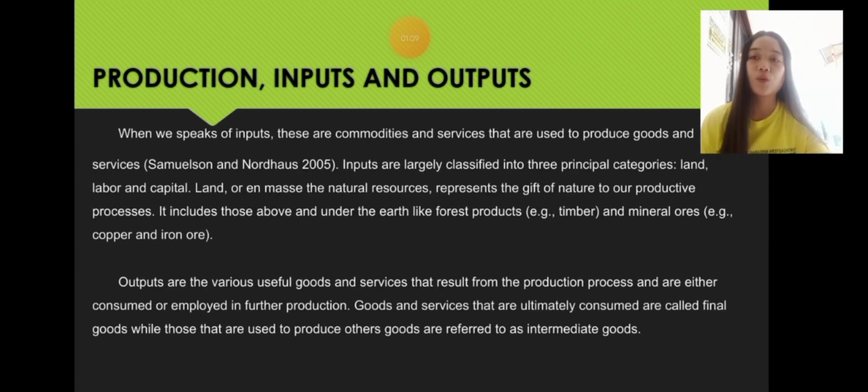So, when we speak of inputs, these are commodities and services that are used to produce goods and services. Inputs are largely classified into three principal categories: land, labor, and capital. Land, or in mass, the natural resources represent the gift of nature to our productive processes. It includes those above and under the earth like forest products and mineral ores.